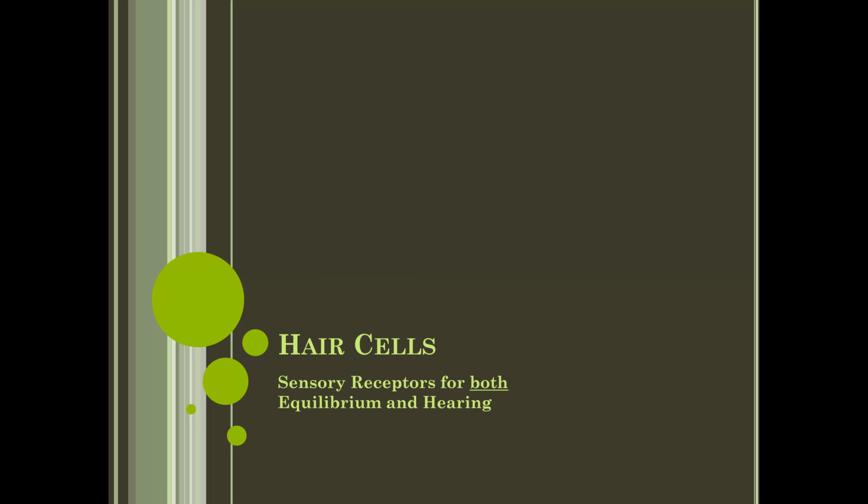So in this section, we're going to look at the structure of hair cells. These are the sensory receptors for both of your senses of equilibrium and hearing. So that's good news. You only have to learn the structure of one type of receptor, which can pick up all of these signals.